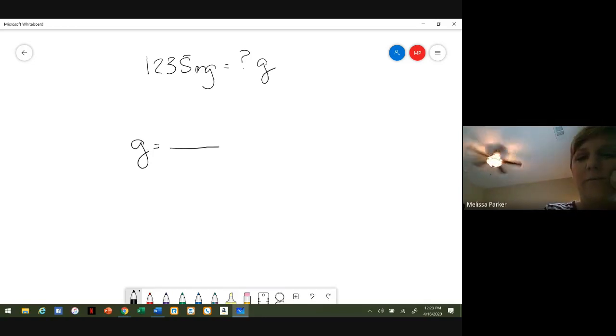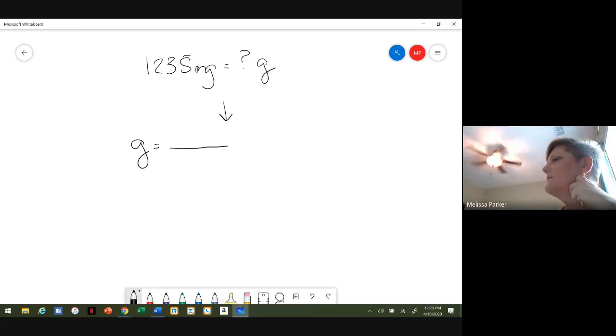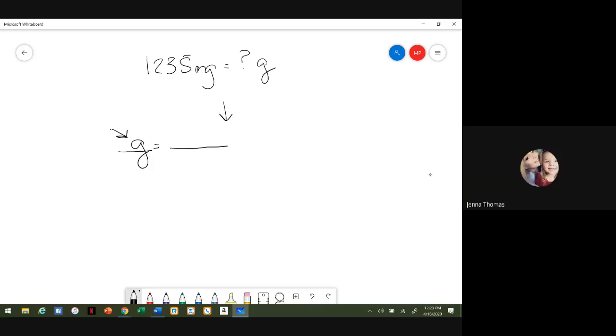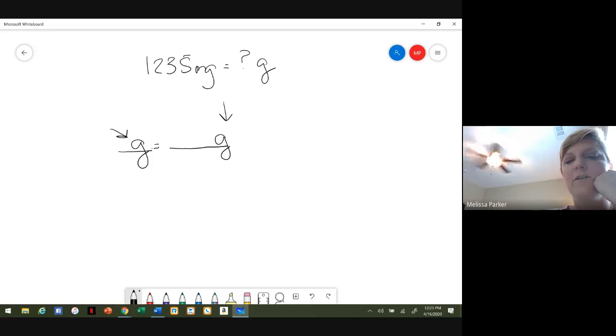All right, so grams, right? And then what unit is going to go here? It's not going to be milligrams. It has to be what's right here. Grams. Yeah, it has to be grams. Whatever's on this side of the equal sign has to be the same on this side. So if this is grams, this has to be grams too.